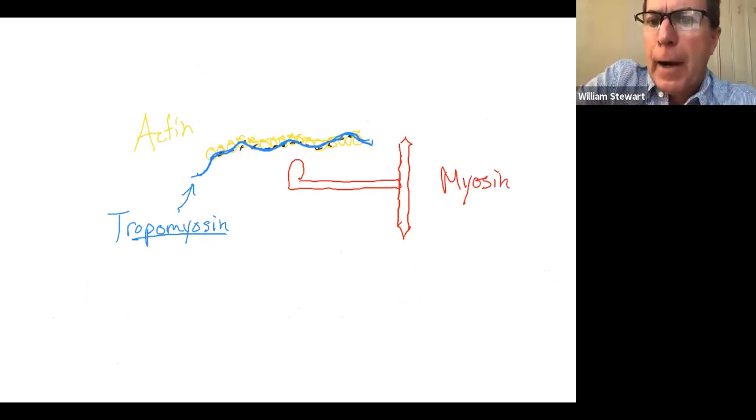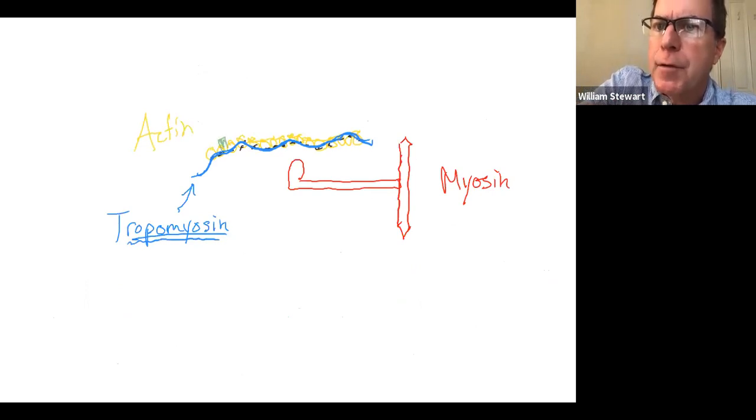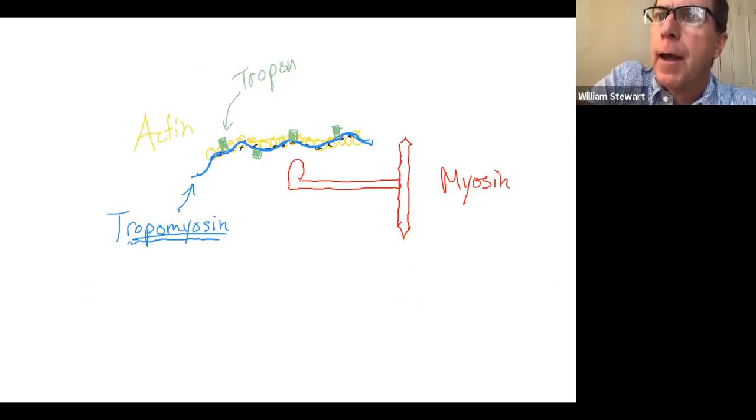On tropomyosin, on this molecule, it's blocking actin active sites. There are little tiny 3 amino acid tabs, they're little tabs like this, and they're attached to tropomyosin. Those little green tabs are called troponin.